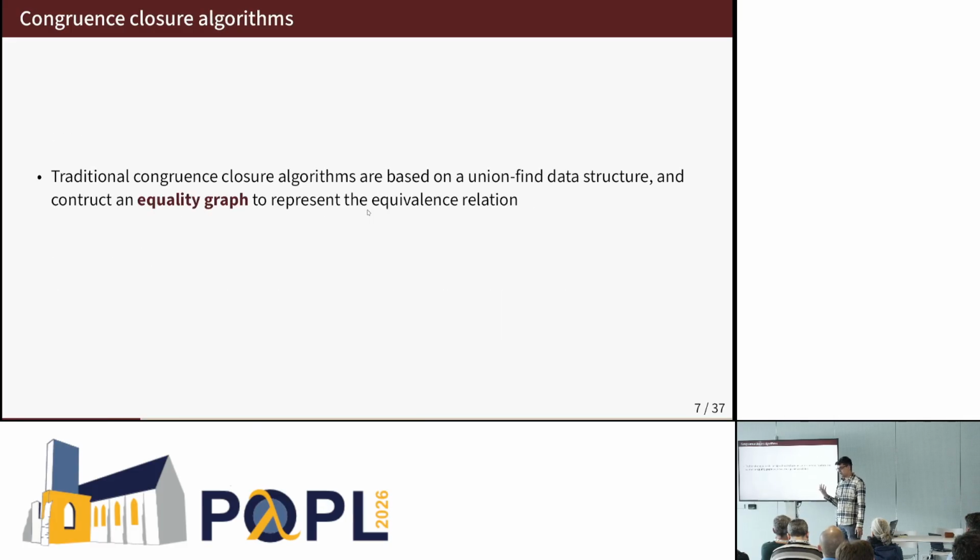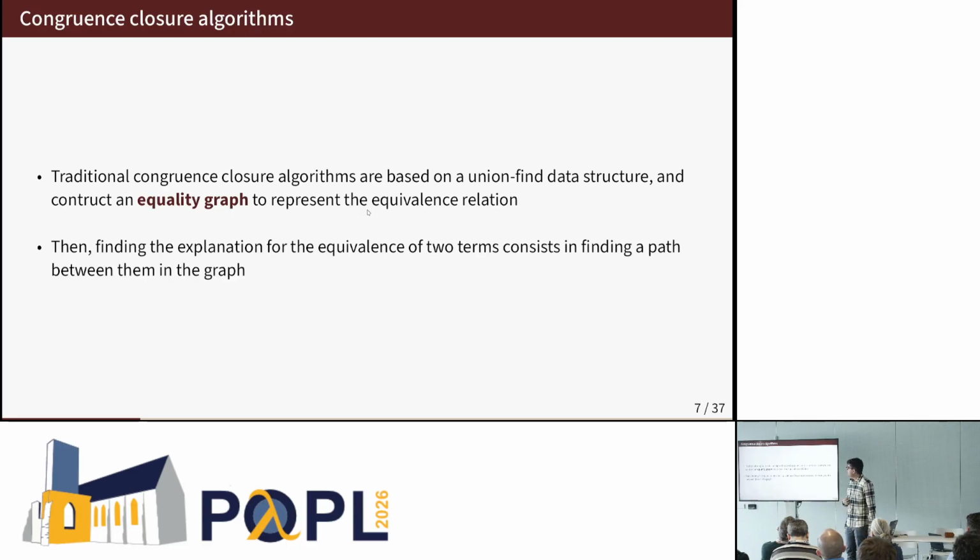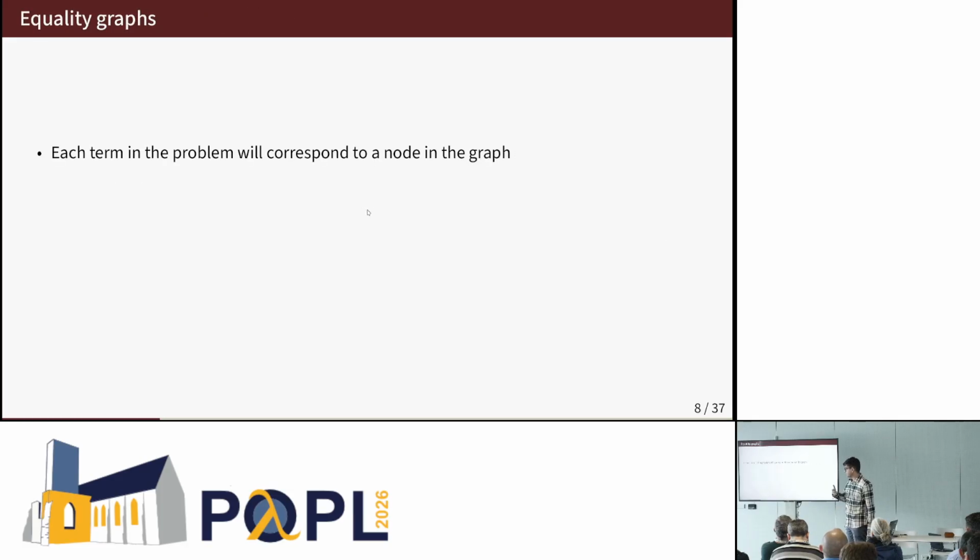Traditional algorithms for finding congruence closure are based on a union-find data structure, and they construct a graph which we call the equality graph, or the E-graph, which represents the equivalence relation that we're going to be building. And once we have that graph, finding an explanation amounts to simply finding a path between the two terms in the graph. So looking more in detail at this graph, each term in the problem will become a node in the graph.